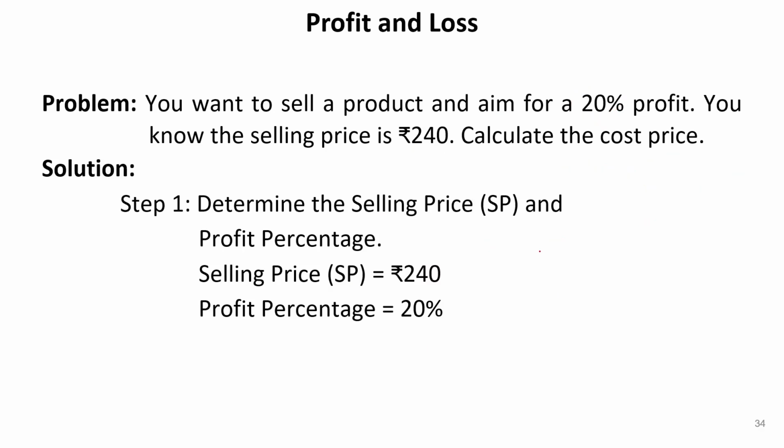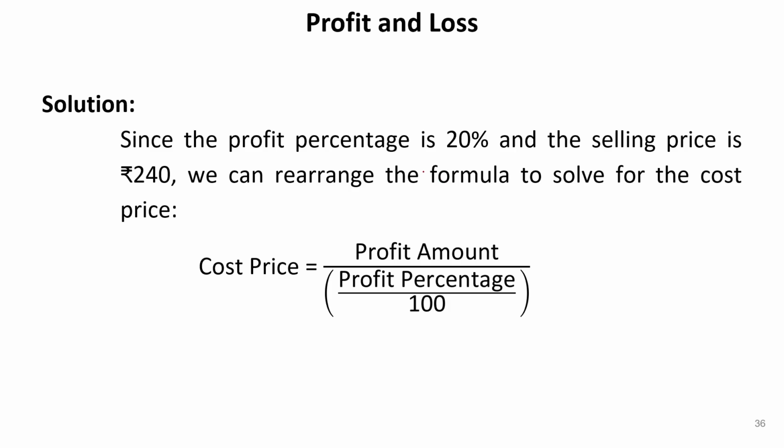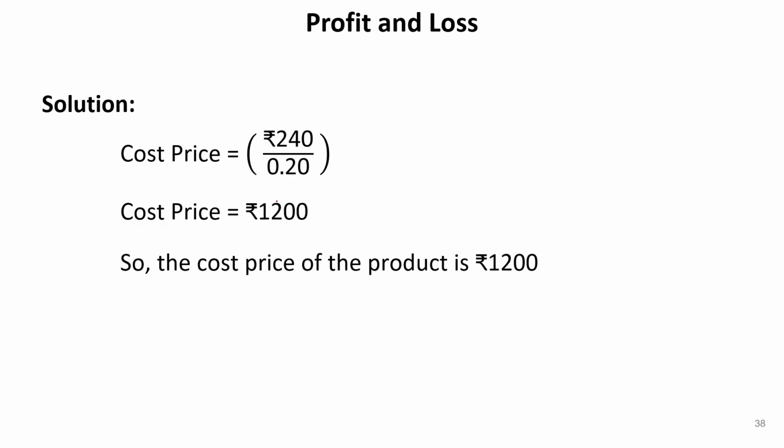Or we can also determine it this way. Selling price is 240 and profit percentage is 20%. Using this formula, profit amount is equal to profit percentage by 100 into cost price. Plugging in the values, we get 240 by 20 by 100, which is equal to 1200. So 1200 will be the cost price of that article. The cost price for the product is 1200. So this is the correct answer.